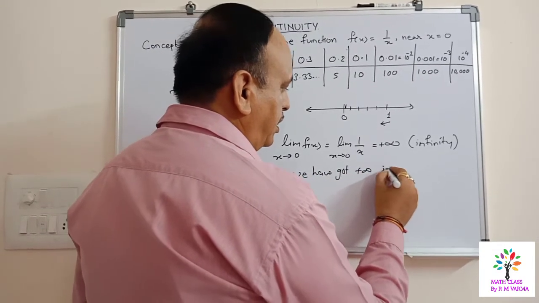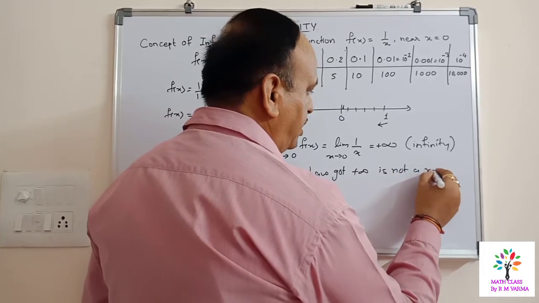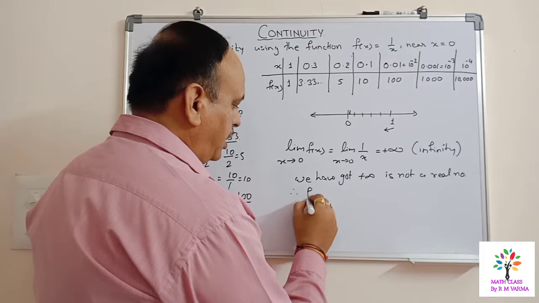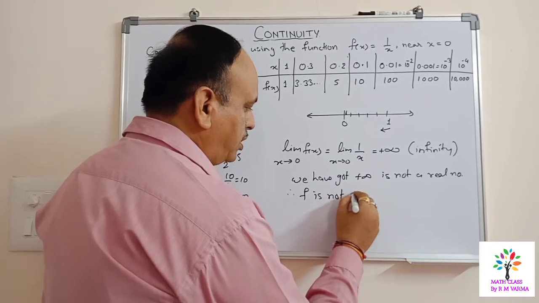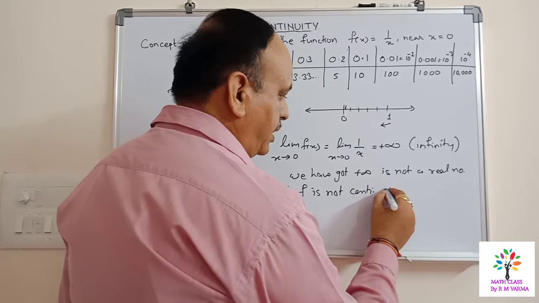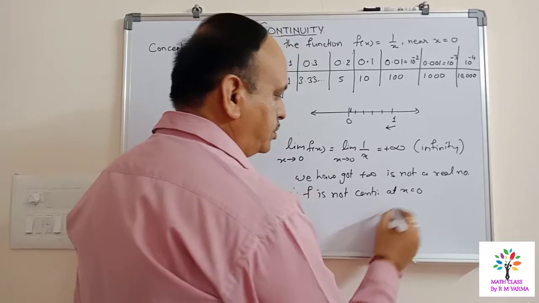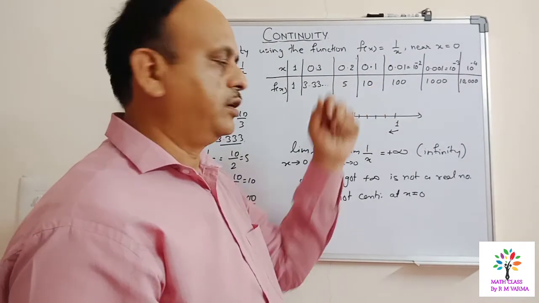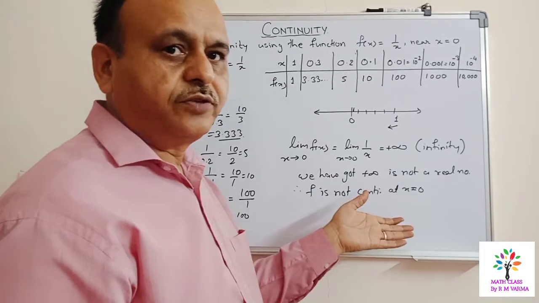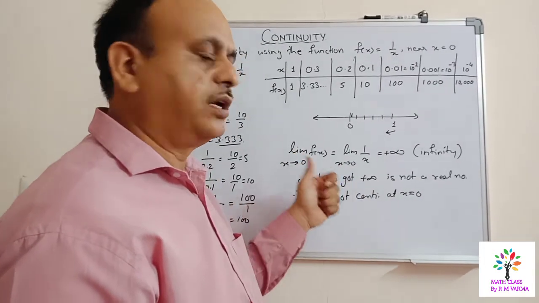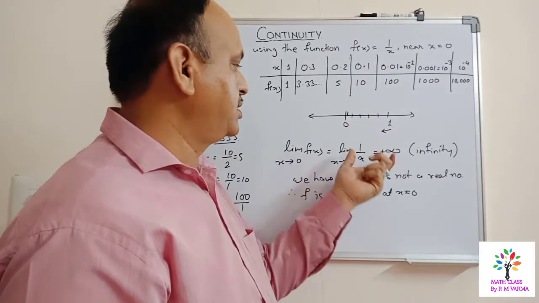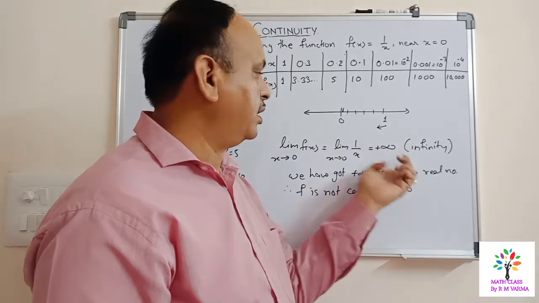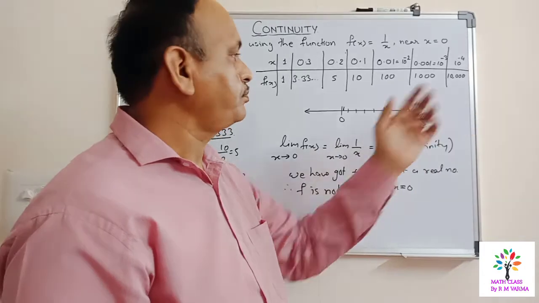Plus infinity is not a real number. Therefore, f is not continuous at x equals 0. So I am talking about continuity and also trying to explain infinity. It is not a continuous function, keep in mind. Don't say that it is continuous because we have got a value. It is not a value; it is for understanding the concept of infinity, how we will reach infinity.